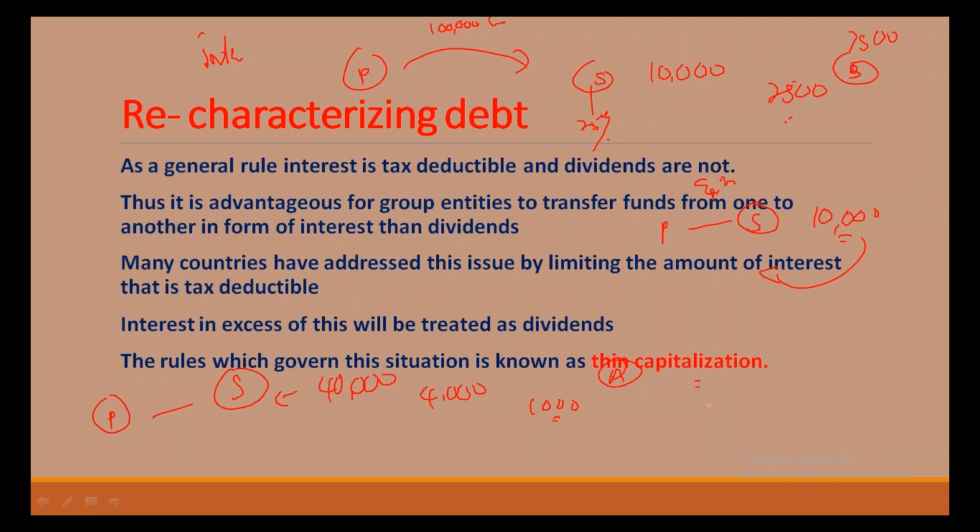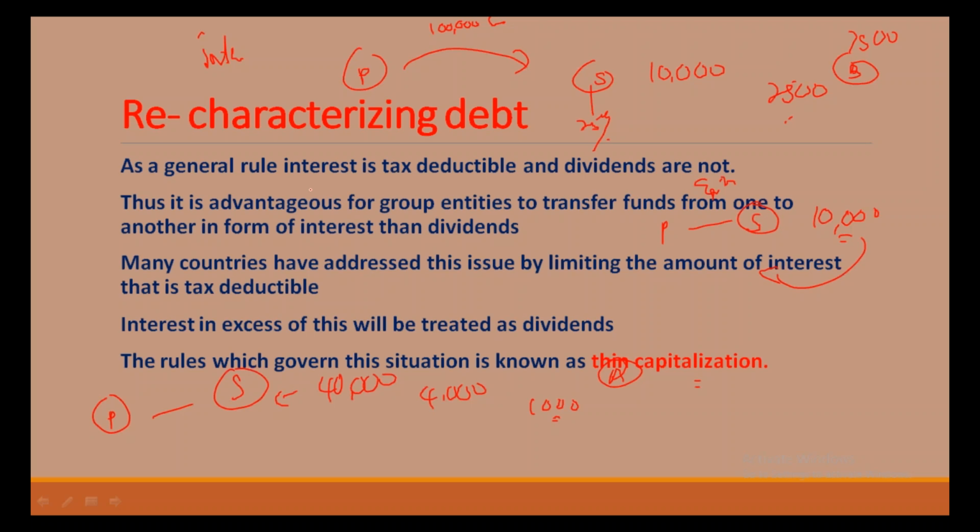Because if you are an outside company, you can only get 40,000. So up to 40,000, we will allow it. The balance, we will disallow it. So even though the parent has given a 100,000 loan, you can't claim on the entire 100,000. They will say you can claim 1,000, the balance 1,500, we are going to disallow it. Understand? Right. And this is called thin capitalization.